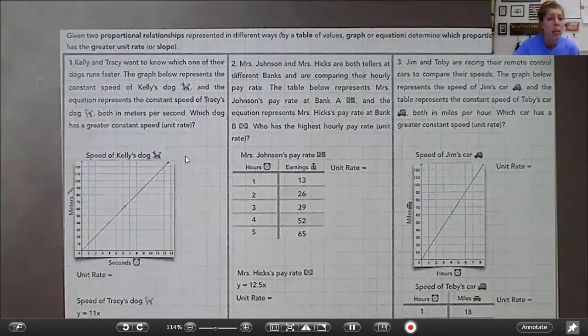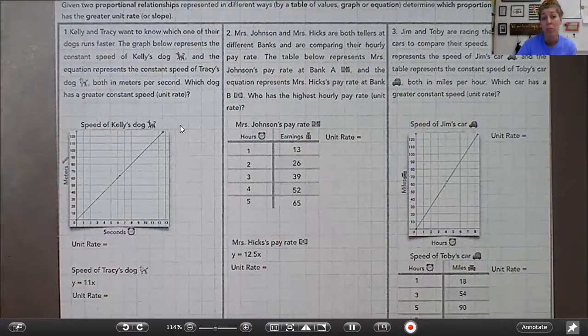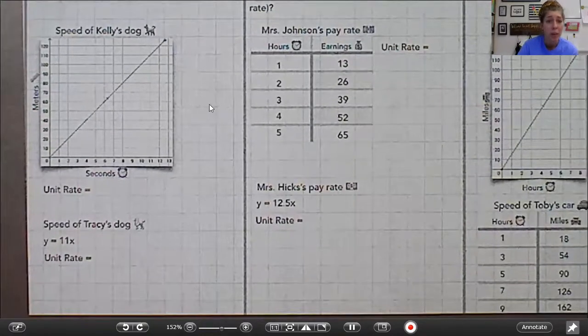It says Tracy and Kelly want to know which one of their dogs runs faster. The graph below represents the constant speed of Kelly's dog, and the equation represents the constant speed of Tracy's dog. Which dog, both in meters per second, has the greater speed or unit rate? Okay.